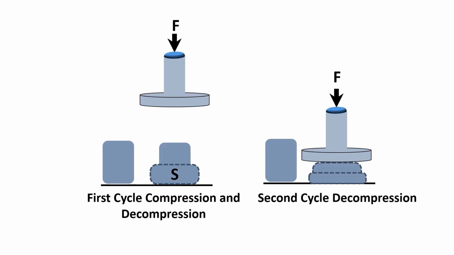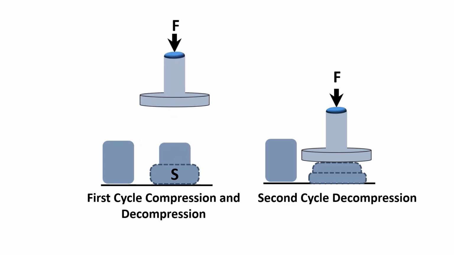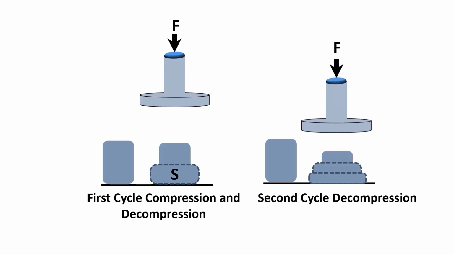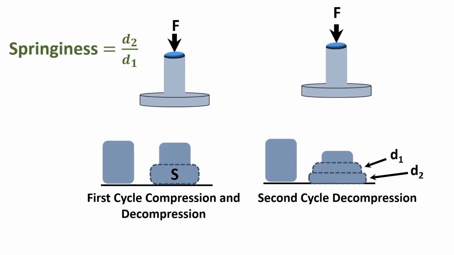We could understand the springiness in this slide. We could have first cycle compression and decompression and then second cycle compression and decompression. Now we can see D1 and D2 and we could calculate springiness as D2 by D1.